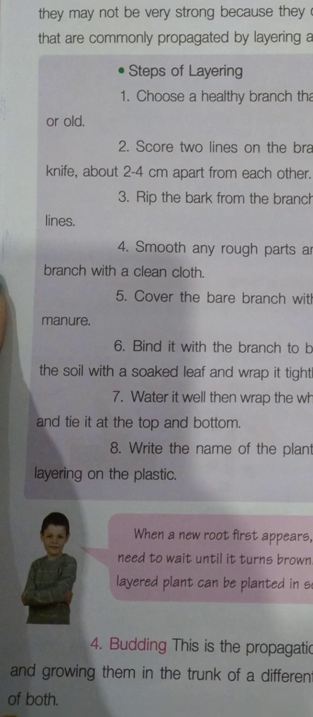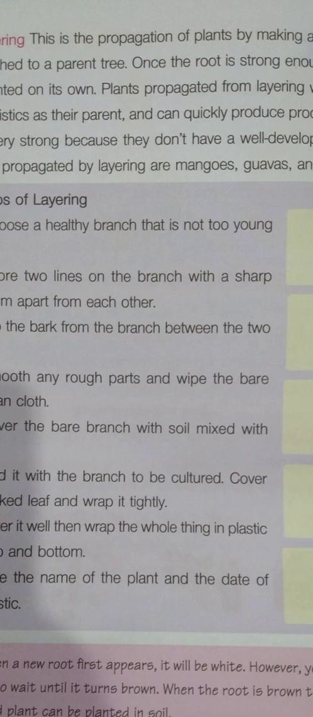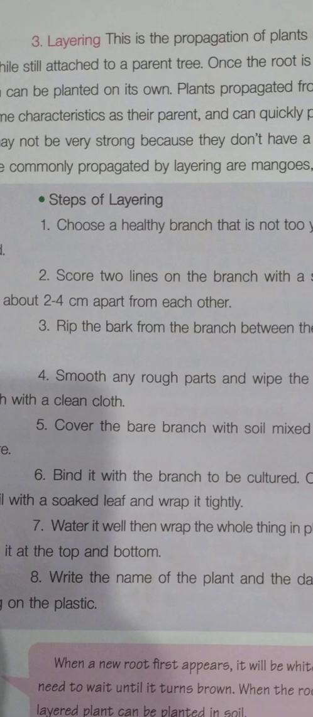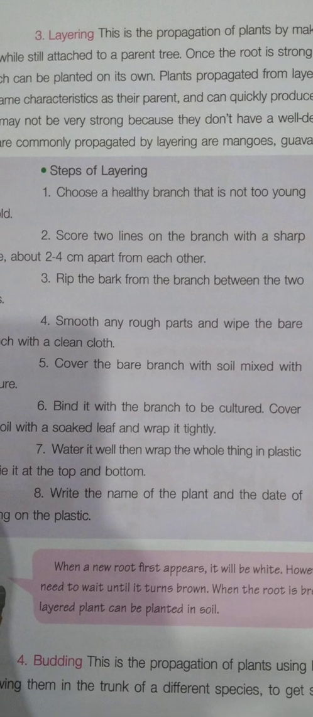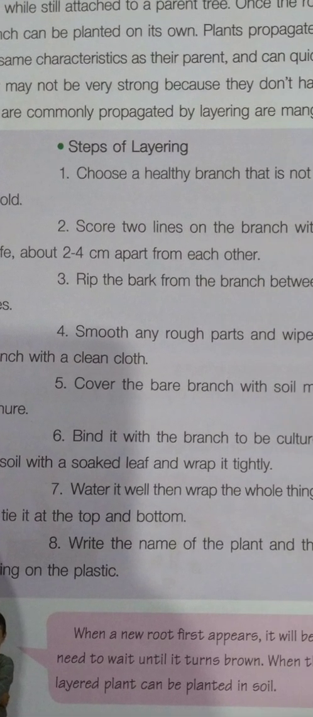Plants that are commonly propagated by layering are mangoes, guavas, and oranges. These are the most commonly propagated by layering. And what are the steps for layering? Step 1, choose a healthy branch that is not too young or old.